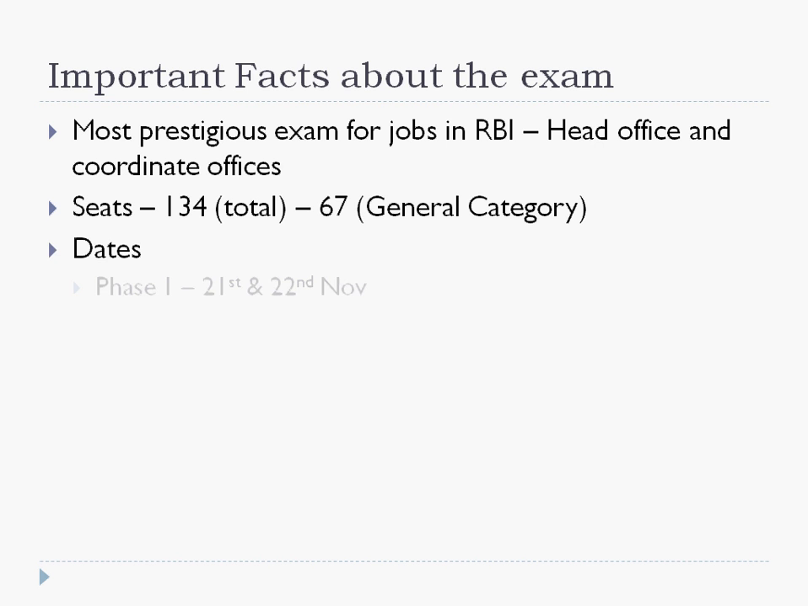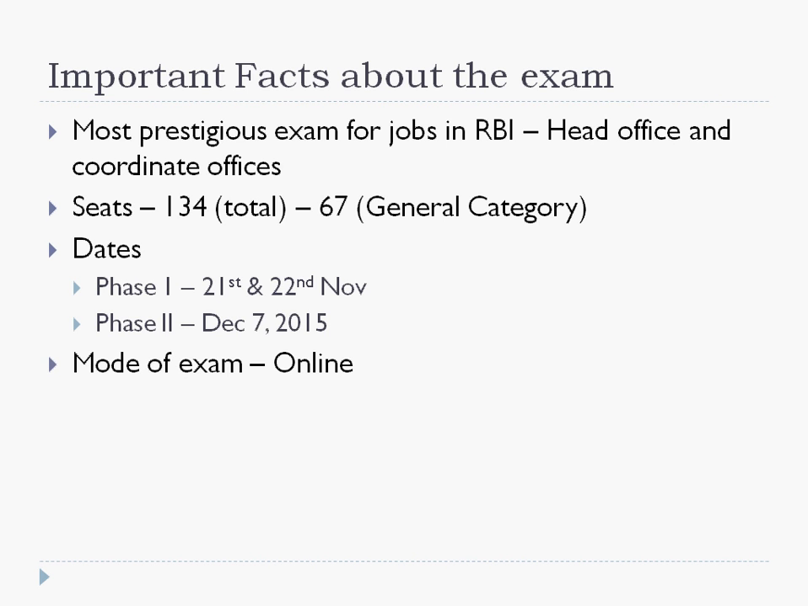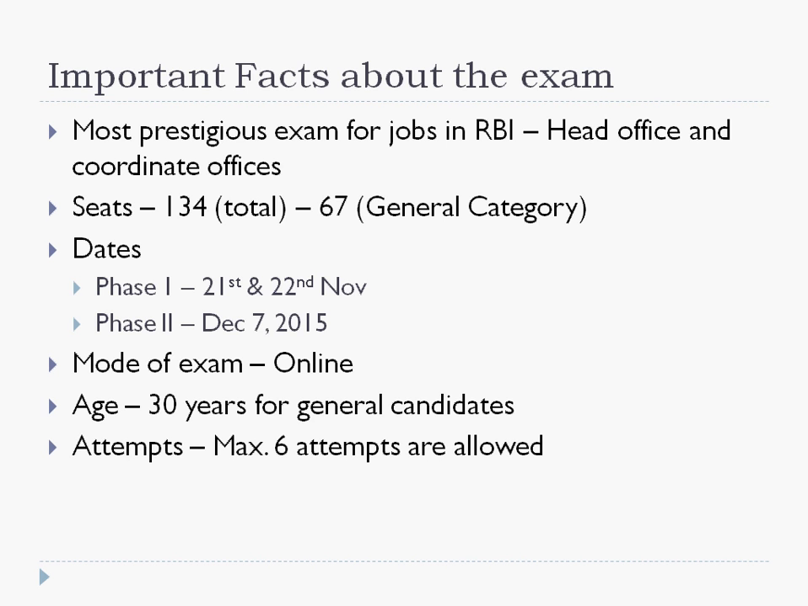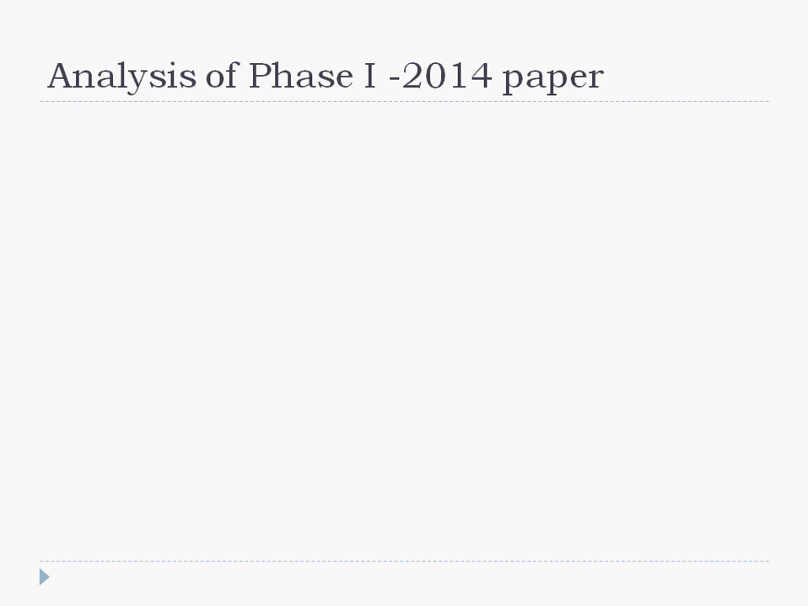The important dates are, for phase 1, the dates are 21st and 22nd November. For phase 2, the date is December 7. The mode of examination would be online, and the age limit is 30 years for general category candidates. A maximum of 6 attempts are allowed for general category candidates. And application dates are from 5th October to 23rd October 2015.